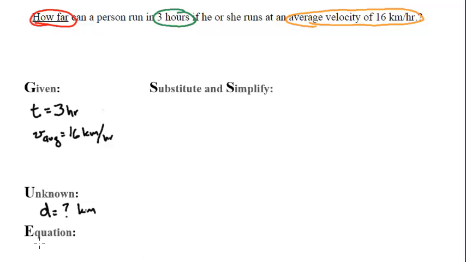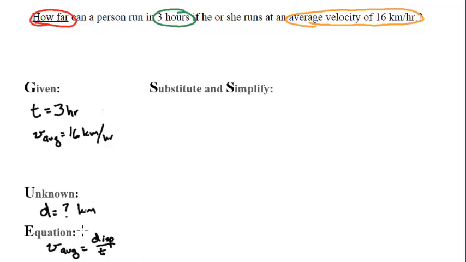Equation. I could look on my blue card on the top left-hand corner, and I would see that velocity average equals distance or displacement divided by time. That's the equation I'm going to use. Next step is to substitute. So all the variables I'm going to replace with numbers.